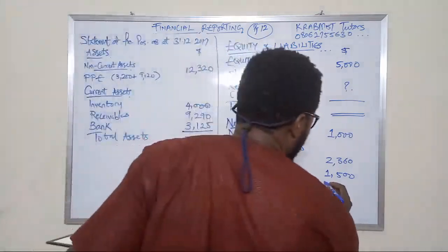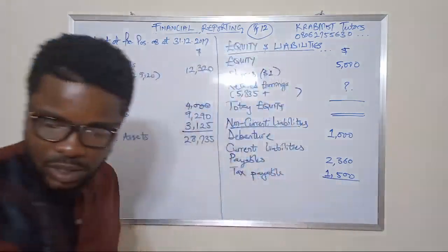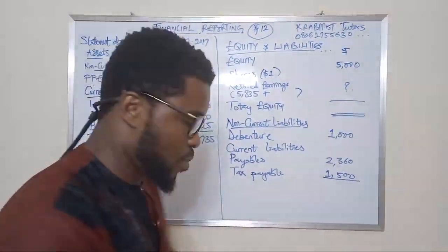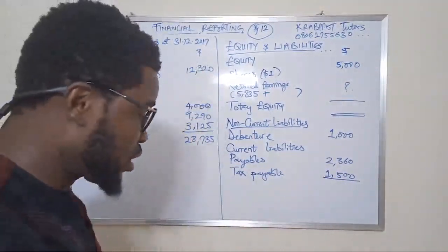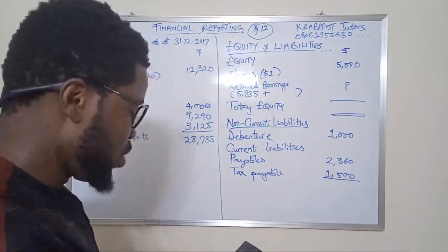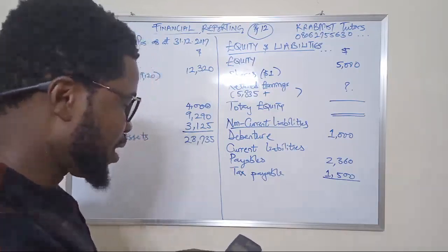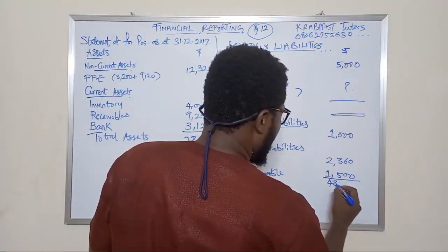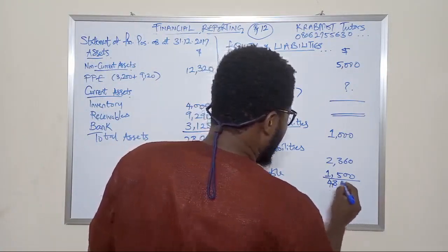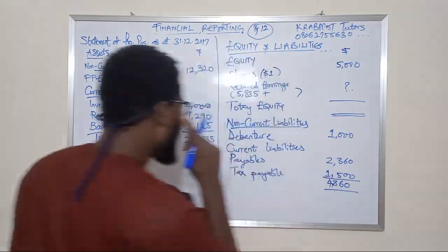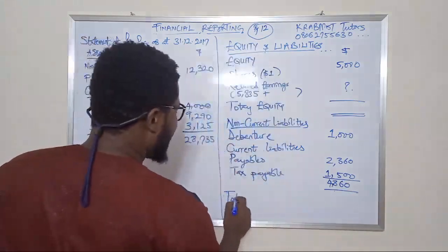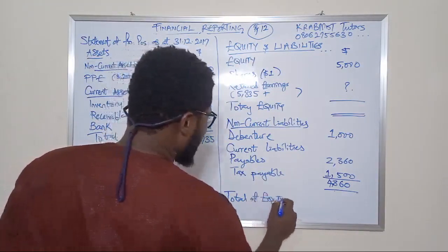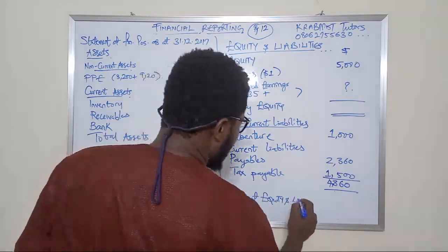So, how much is this? With the calculators out, I hope you're calculating with your calculator. 1,000 plus 2,360 plus 1,500. I have 4,860. So total of equity and liabilities.